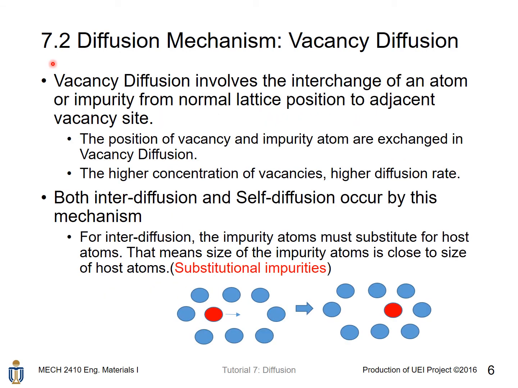Vacancy diffusion involves the interchange of an atom or impurity from its normal lattice position to an adjacent vacancy site. During vacancy diffusion, the positions of the vacancy and the impurity atom are exchanged. Therefore, the higher the concentration of vacancies, the higher the diffusion rate.